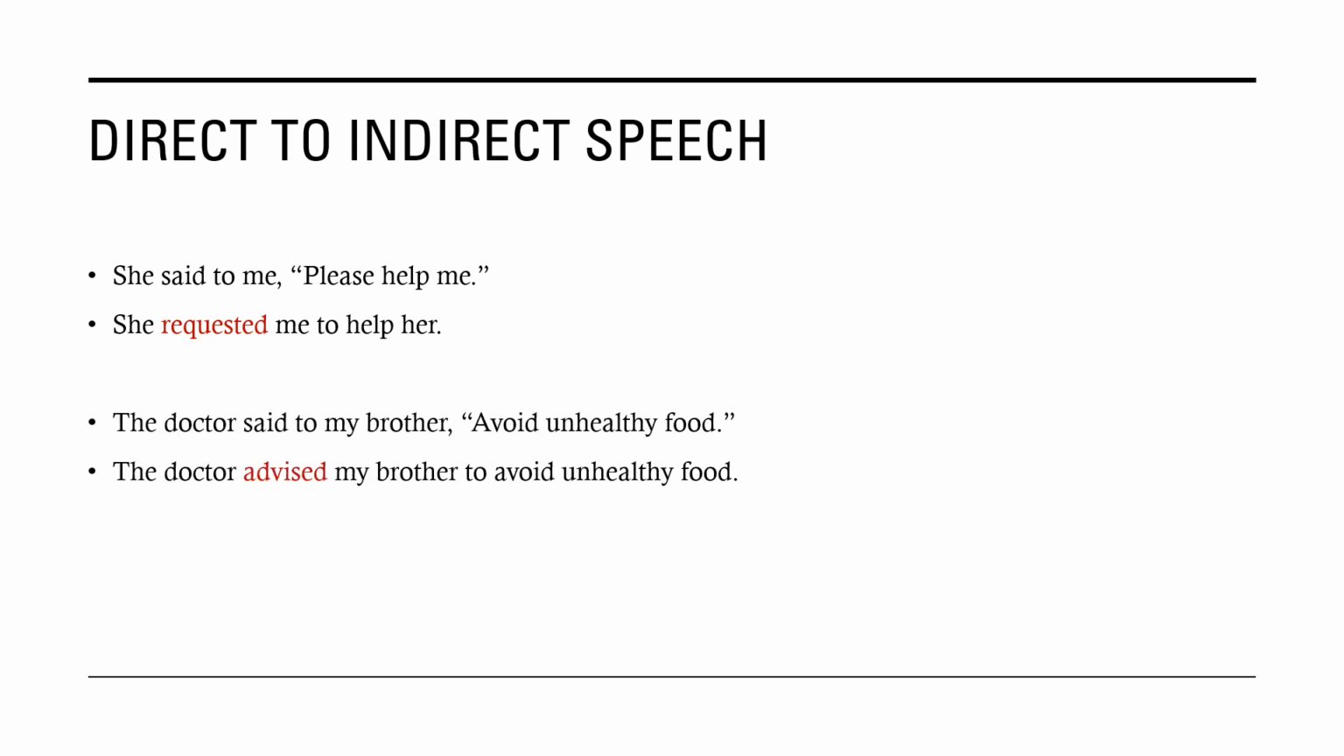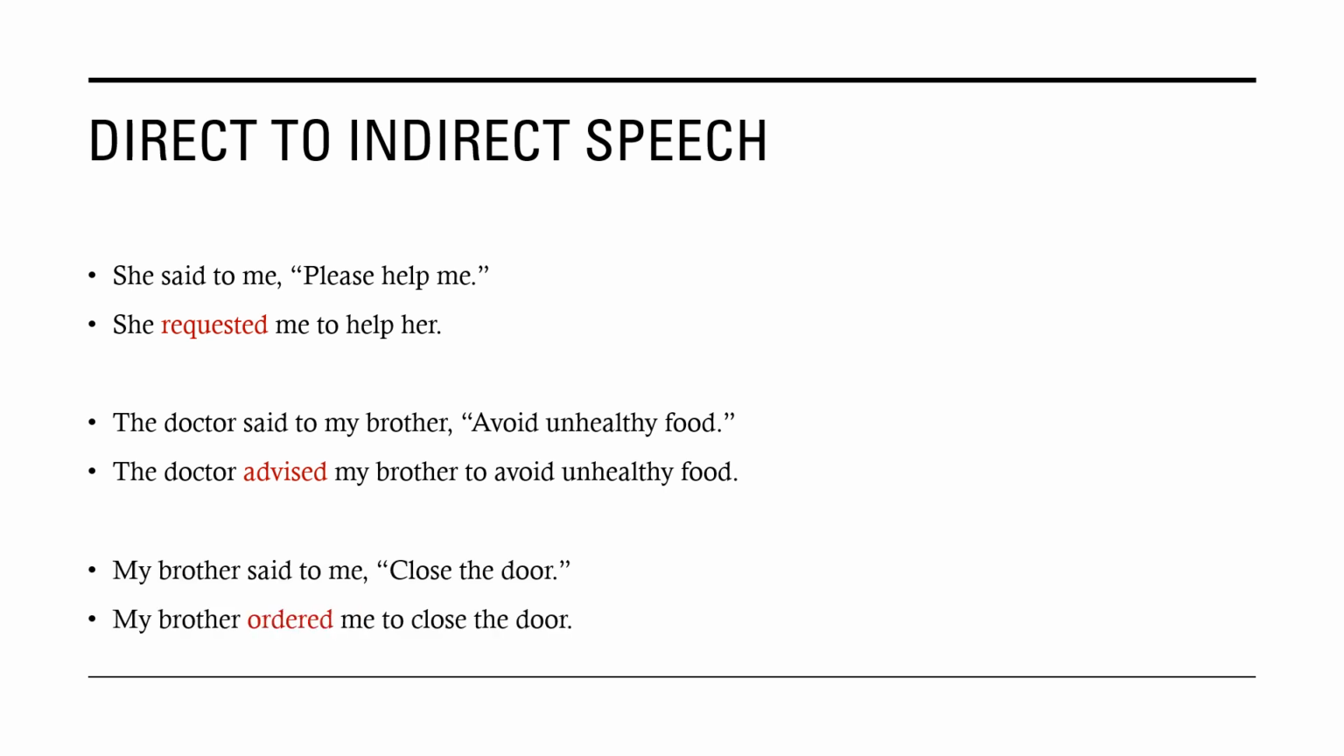The doctor said to my brother, "Avoid unhealthy food." The doctor advised my brother to avoid unhealthy food. This sentence is an advice because the doctor is telling something to my brother which will help him. My brother said to me, "Close the door." It does sound like an order, doesn't it? When your brother tells you, close the door. So, my brother ordered me to close the door.